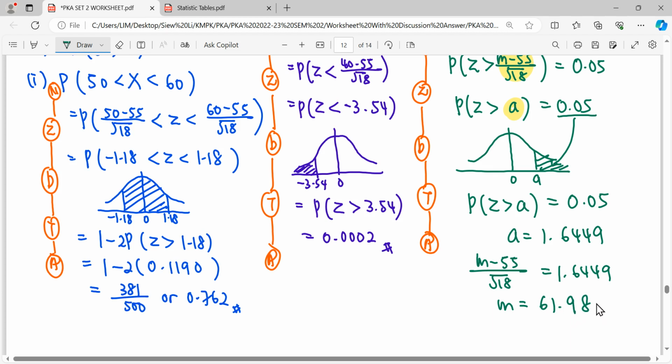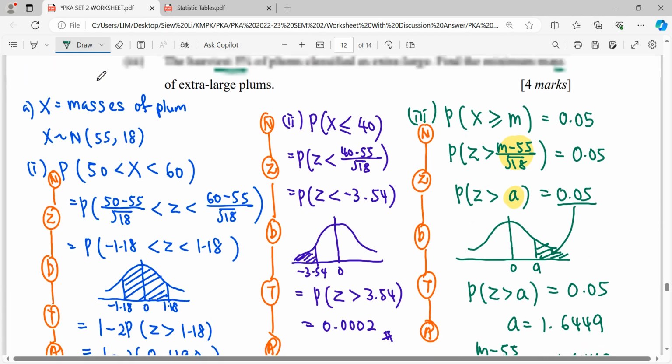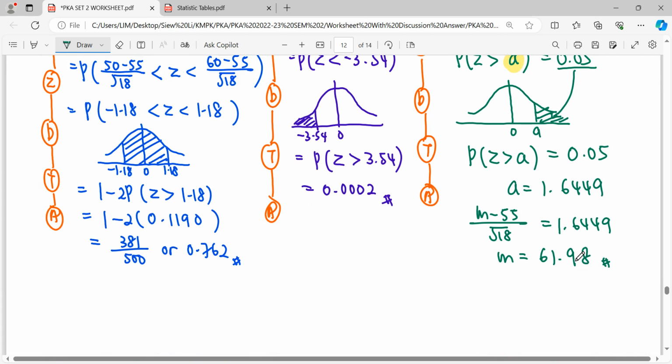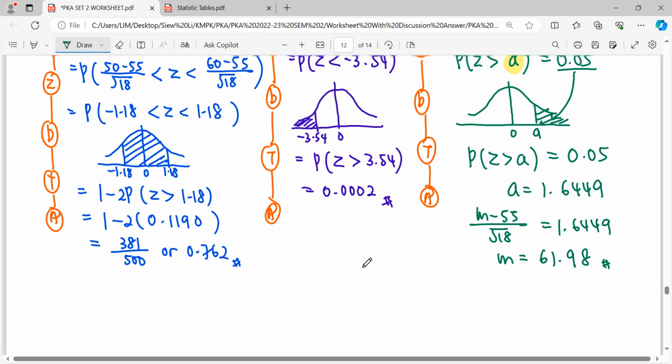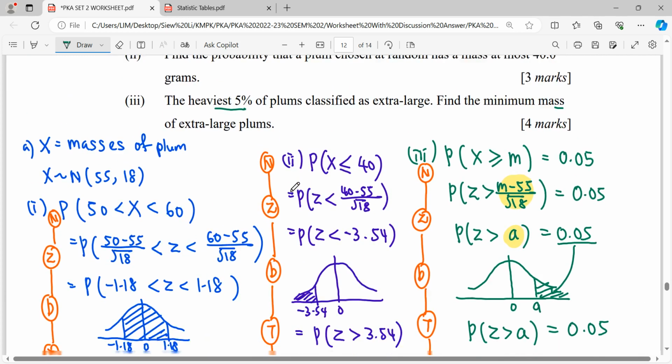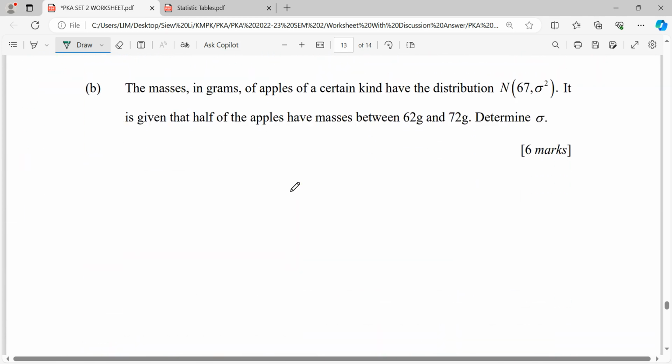61.98. So do we need to round this off? The answer is no need. Why? Because n here is represented with your mass. Your mass is a continuous random variable, so it can accept decimals. So we do not need to round it off into integers or whole numbers. Let it be with the decimals. Then we go for question B.